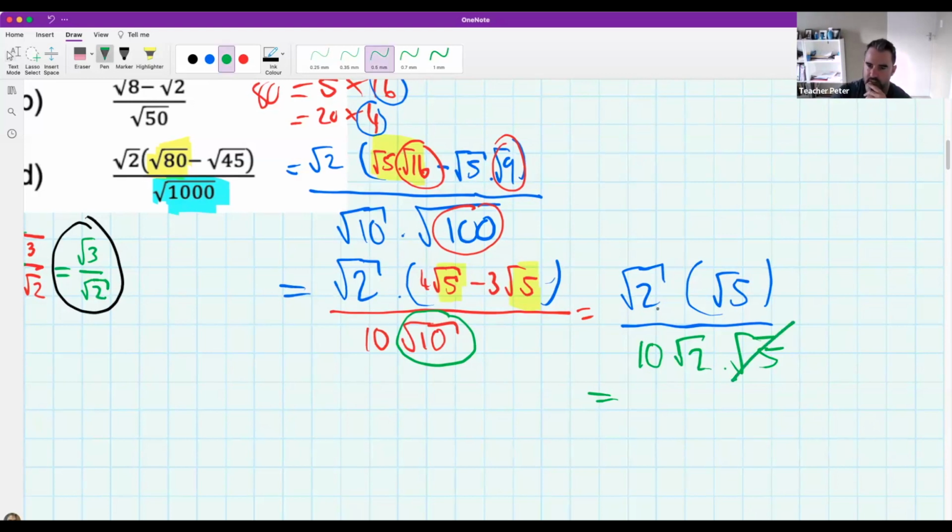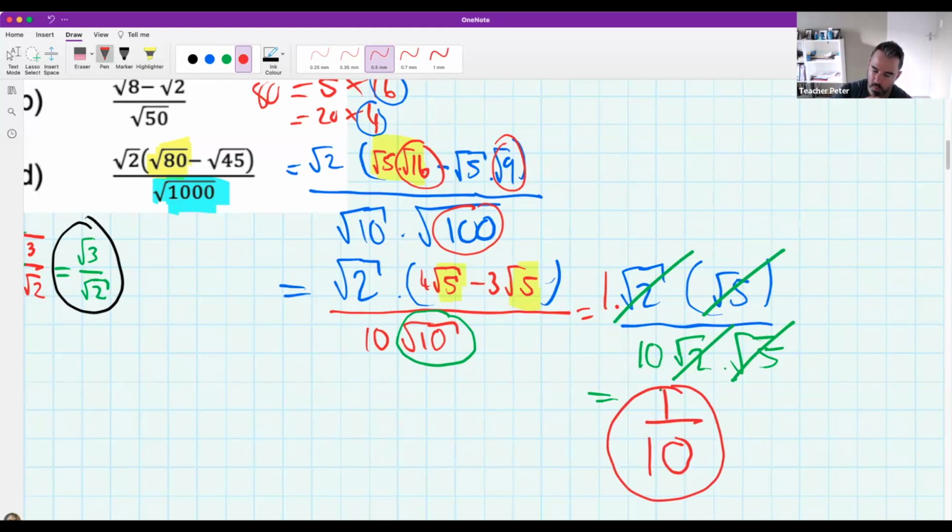So this is going to cancel with that. It's equivalent to 1. This is going to cancel with this, but be careful. There's a 1 on top. There's a 10 on the bottom. So the final answer will be 1 over 10.